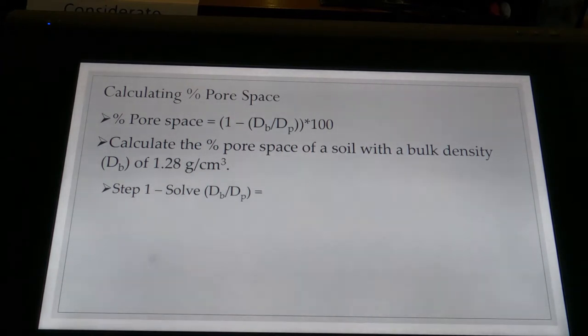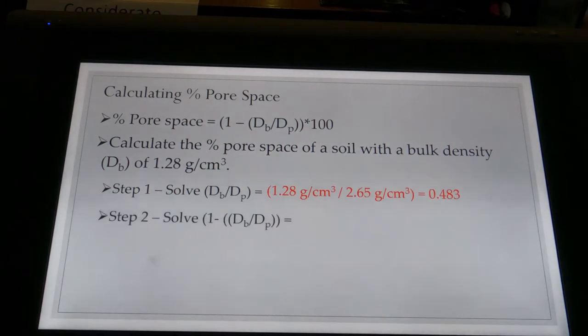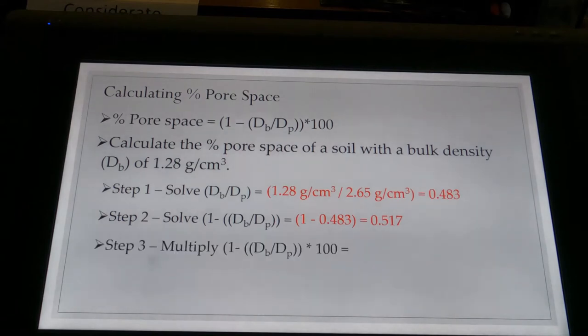So if we have a bulk density of 1.28, the first thing we need to do is solve the parentheses, right? Please excuse my dear Aunt Sally: parentheses, exponents, multiplication, division, addition, subtraction. And so we find that that percentage is 0.483. Next, we're going to subtract that from 1. Multiply by 100, 51.7%.